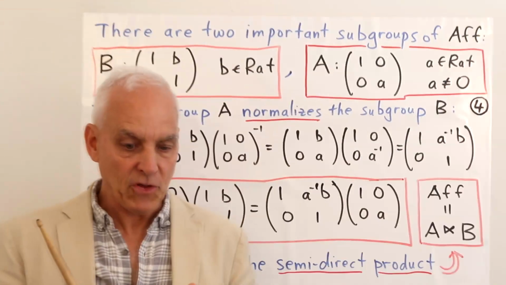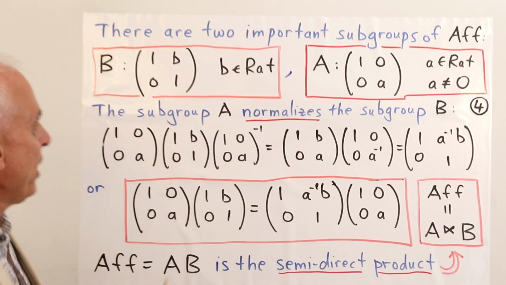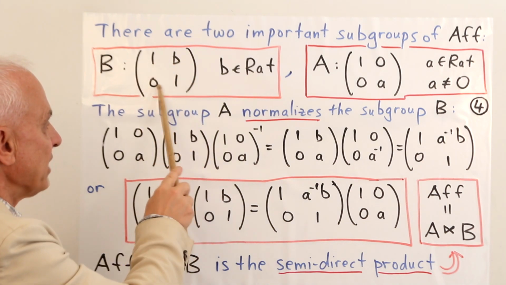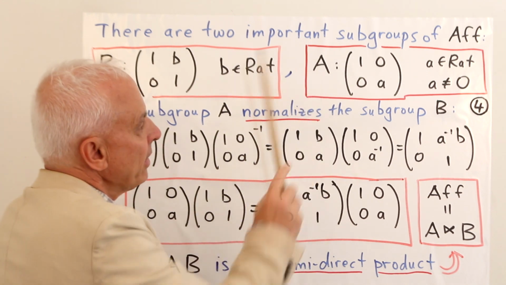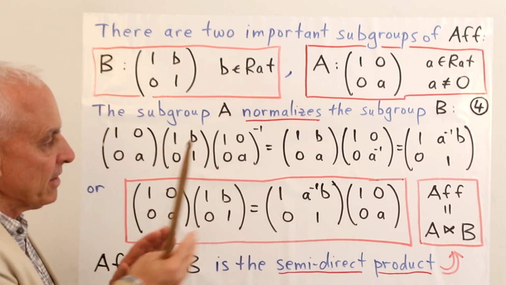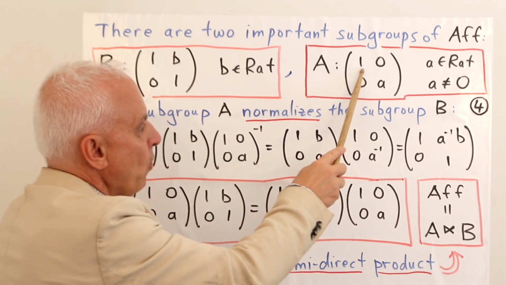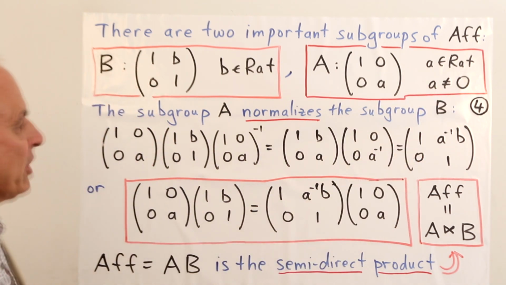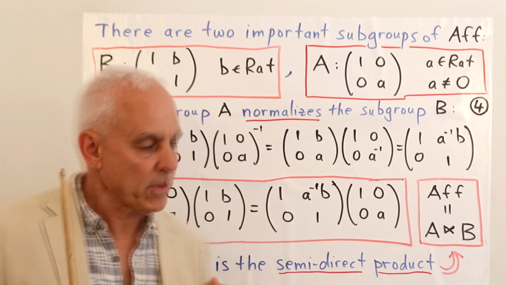Now, for our purposes, there are two important subgroups of this affine group. The group of just translations, matrices of the form 1 b, 0 1, that's easy to see, that's a subgroup. And also the matrices that just reflect the dilation symmetries, so 1, 0, 0 a, where again, a is a non-zero rational number. So these are subgroups, and they have a particular relation to each other.